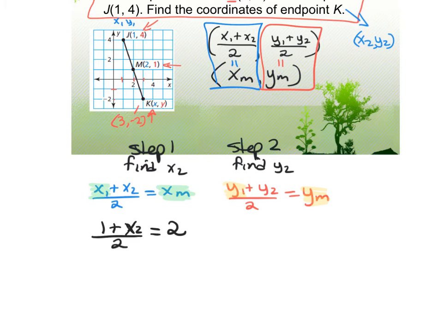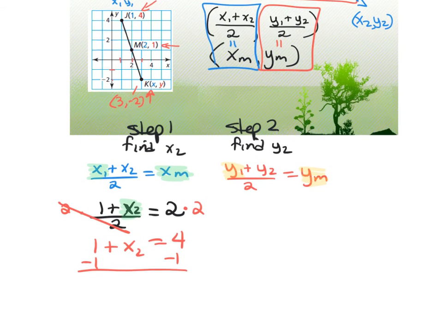I need to solve for this variable right here, so I need to solve this algebraic equation. First thing I'm going to do is get rid of the 2 in the denominator, so I'm going to multiply both sides by 2. Then I'm left with 1 plus x2 equals 4. Subtract 1, and the x of the second endpoint is going to be 3.